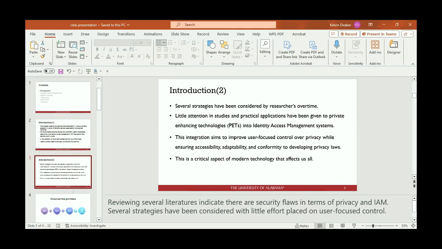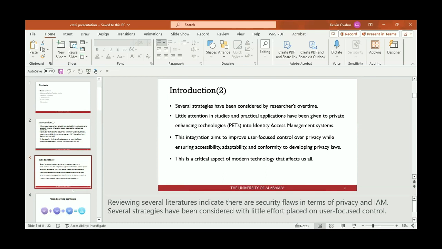Several strategies have been considered by researchers in addressing the security issues involved in cloud-based systems. They have carried out different approaches, but little attention in studies and application has been given to privacy enhancing technologies, PETs, in identity access management systems. This integration aims to improve user-focused control over privacy, while ensuring accessibility, adaptability, and conformity to developing privacy rules. It's a critical aspect of modern technology that affects all of us.